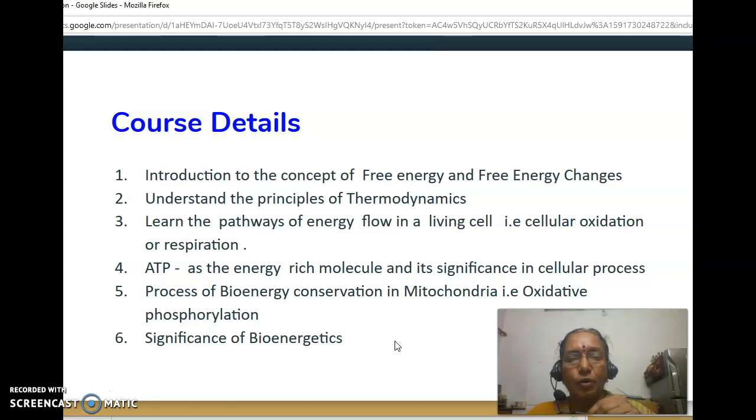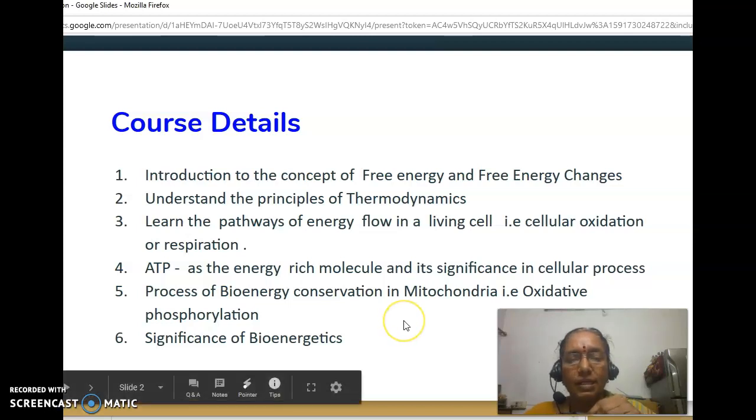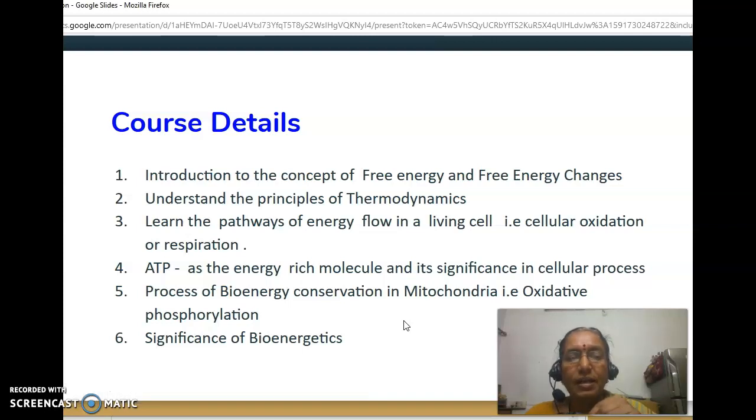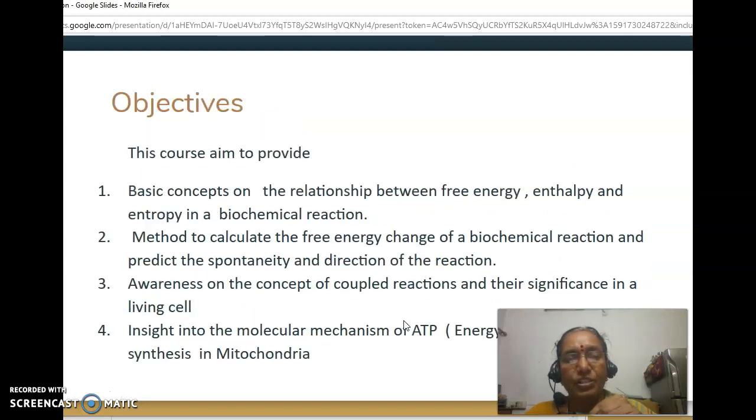its significance in cellular processes. Then we also learn oxidative phosphorylation. It is also known as bioenergy conservation. At the end, we'll also understand the significance of bioenergetics.